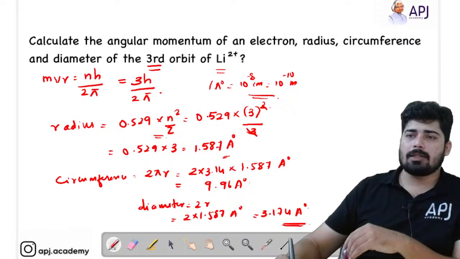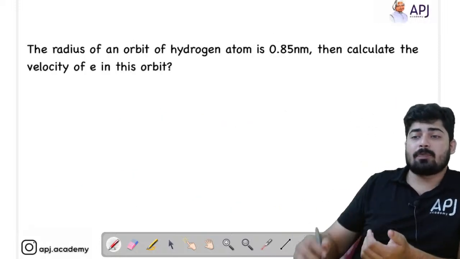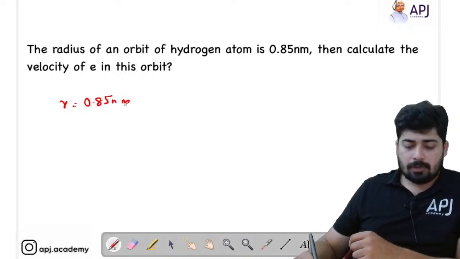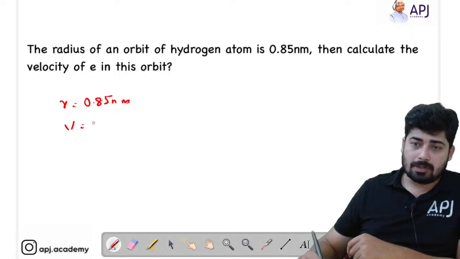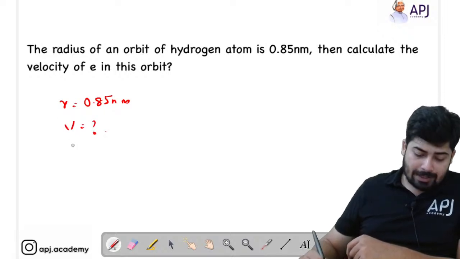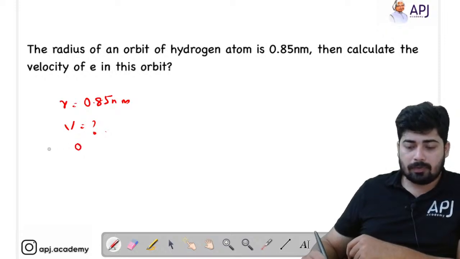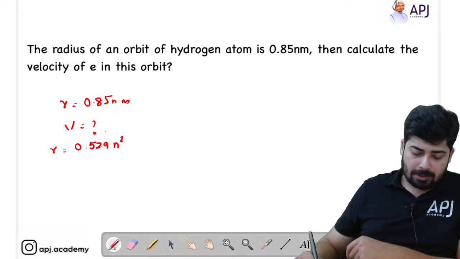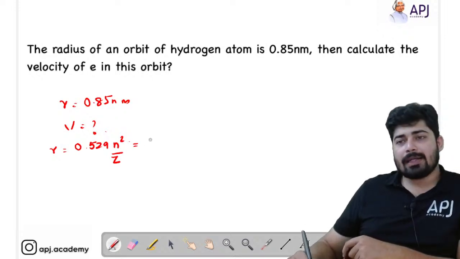Okay. Now let's move on to the next one. The radius of an orbit of hydrogen atom is 0.85 nanometer. You have to calculate the velocity of an electron in this orbit. So we know that the radius is given by the equation radius is equal to 0.529 n square by z, and that is given as 0.85 nanometer.